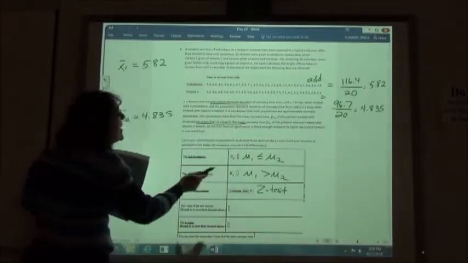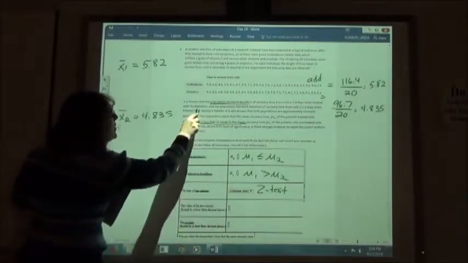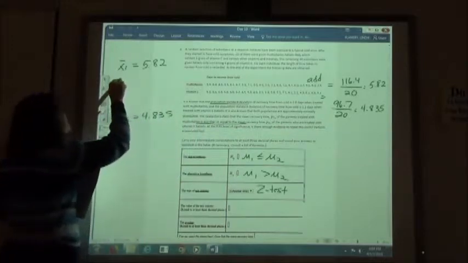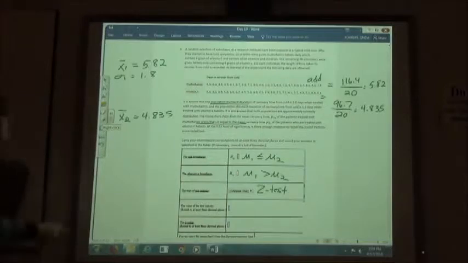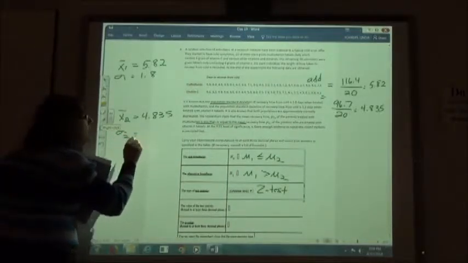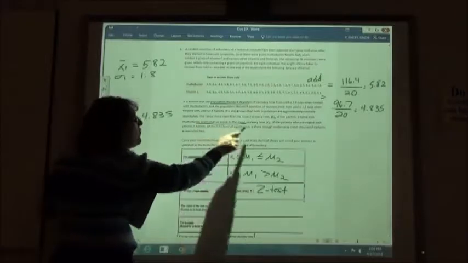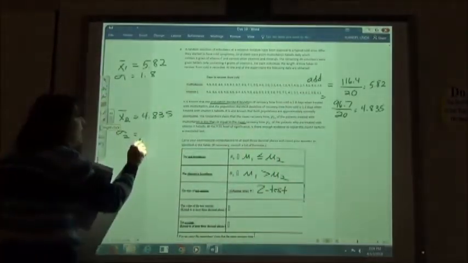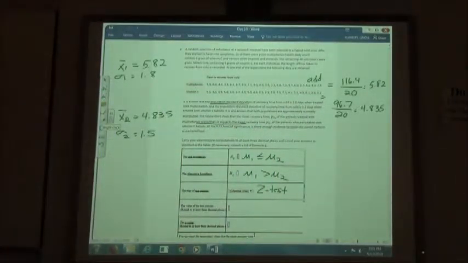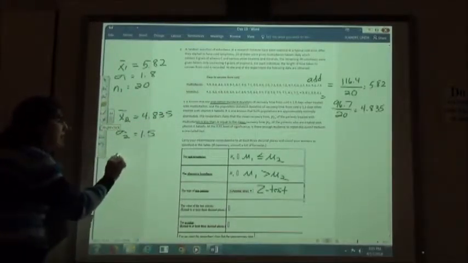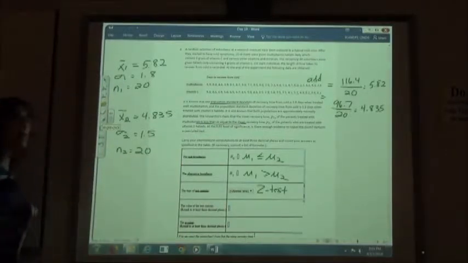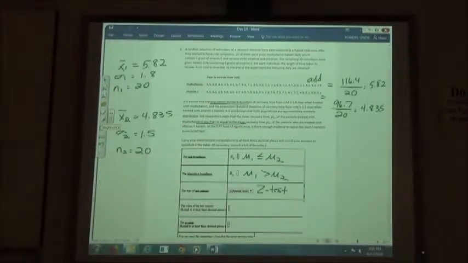All right, the standard deviations they gave you. The population standard deviation when treated with a multivitamin was 1.8. So that is going to be 1.8 for our sigma sub 1. Standard deviation for the second one, for vitamin C, is 1.5. They were nice and gave us those numbers, so we didn't have to figure those out. N1 is going to be 20. We had 20 numbers on our list. N2 is also going to be 20.